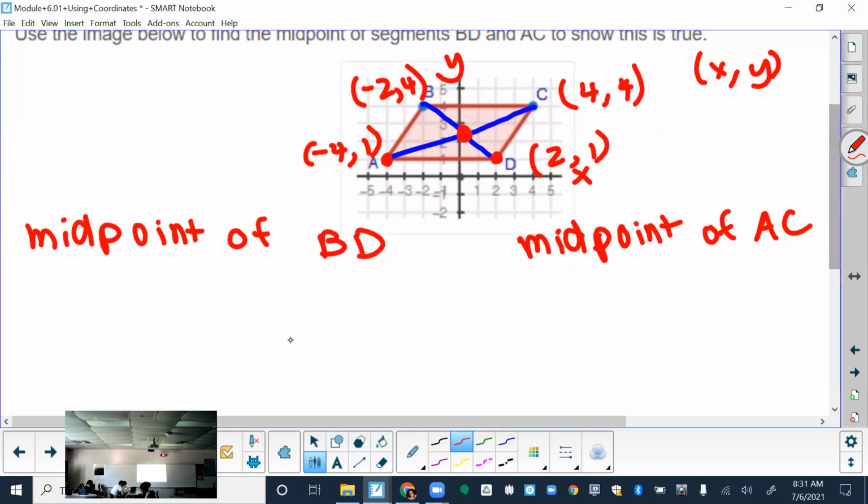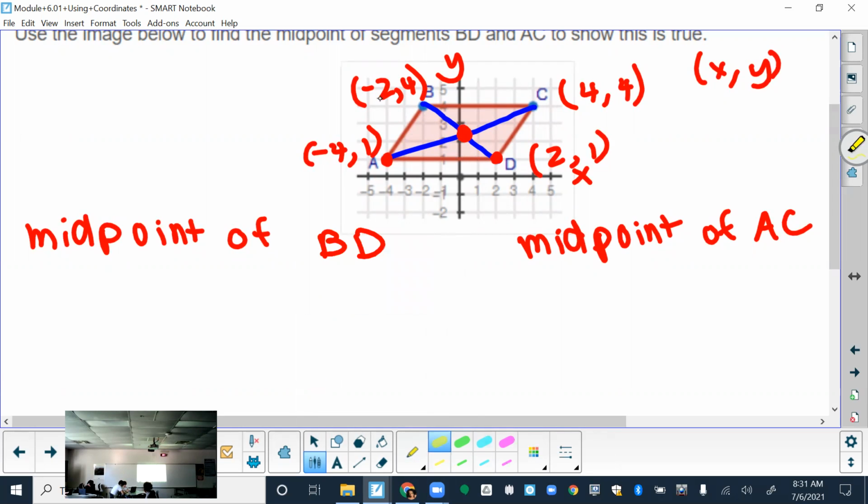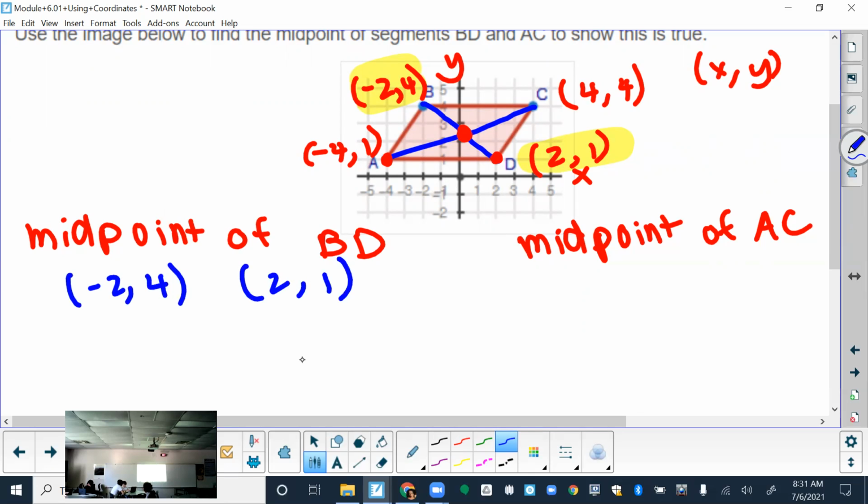All right, so for BD, I'm looking at these two coordinates, so I'll highlight them for you. Coordinate B and coordinate D. And the midpoint formula, we said, looks something like this. You have it on the top of your page, but I'll just rewrite it so that you can see it on the screen.